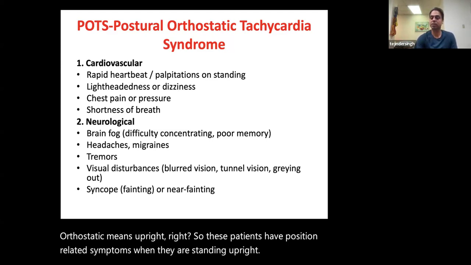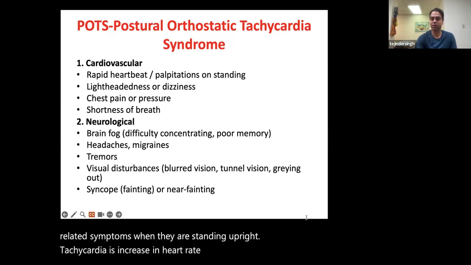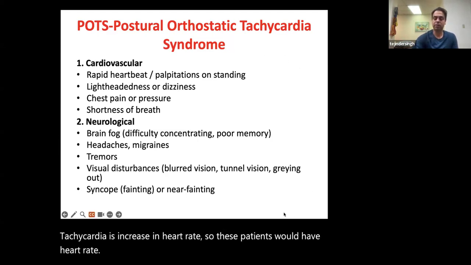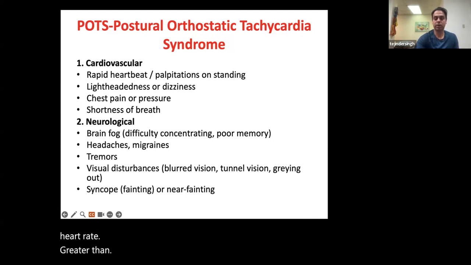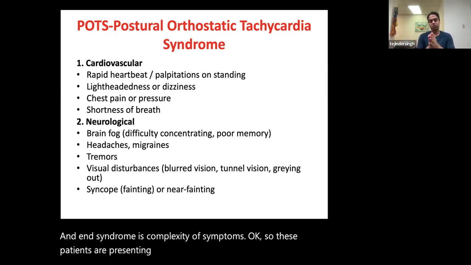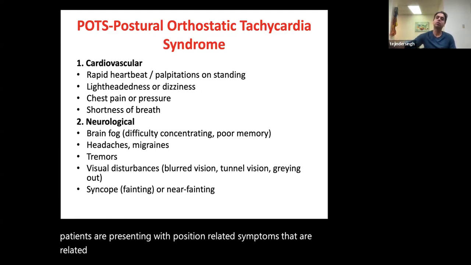Tachycardia is increase in heart rate. So these patients would have heart rate greater than 100. Okay. And then syndrome is complexity of symptoms. Okay. So these patients are presenting with position-related symptoms that are related to upright posture, causing cardiovascular problems.